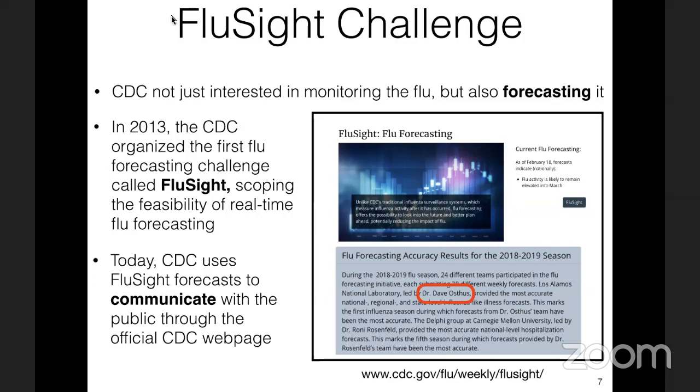This is a challenge open to the public. And it was really just to scope the feasibility of real-time flu forecasting, right? They're asking questions, what would it logistically take to produce real-time forecasts? What capabilities do exist? Is this something that's even feasible to do? And flu forecasting has really come a long way since then. Today the CDC is using the FluSight forecasts to actually produce official communication products with the public and the state-level public health stakeholders. And they're communicating this through their official CDC webpage.